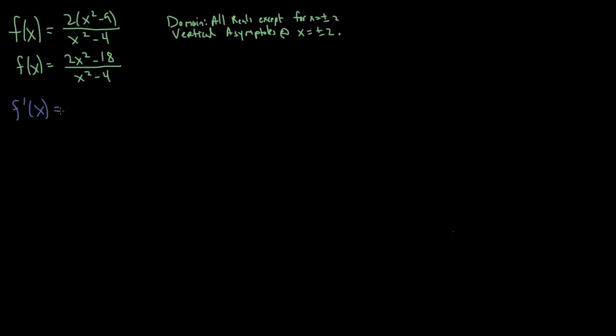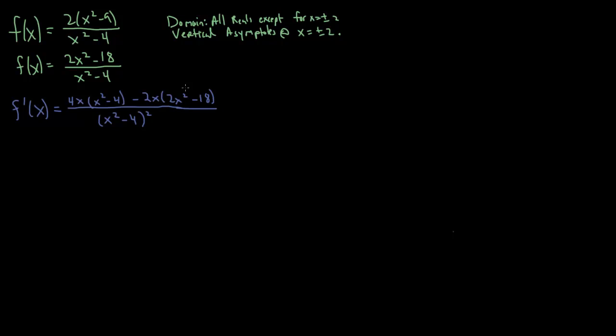f prime of x equals, okay, this is a quotient rule. So this is going to take a little work. We know it's going to be the denominator squared on the bottom, so x squared minus 4, squared. Now, as far as the numerator, that's going to take a little work. So it's the derivative of the top. The derivative of 2x squared is 4x. The derivative of negative 18 is 0. So the derivative of the entire top is 4x. So the derivative of the top times the bottom, x squared minus 4, minus the derivative of the bottom, which is 2x, times the top, which is 2x squared minus 18.